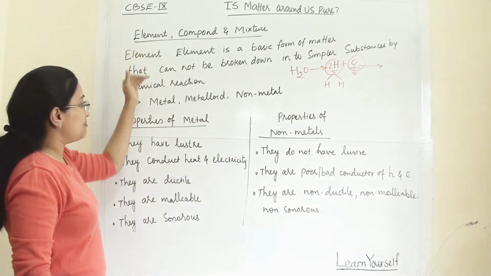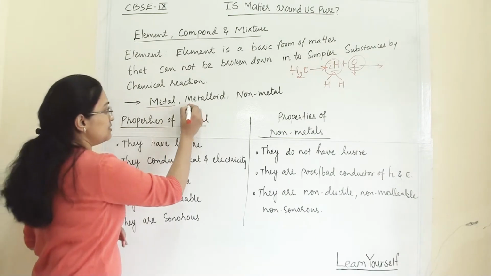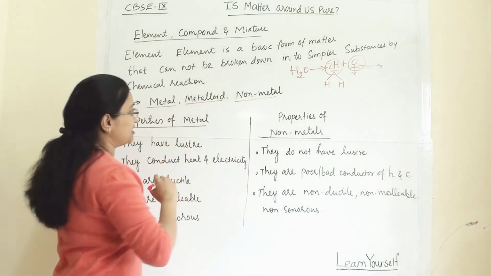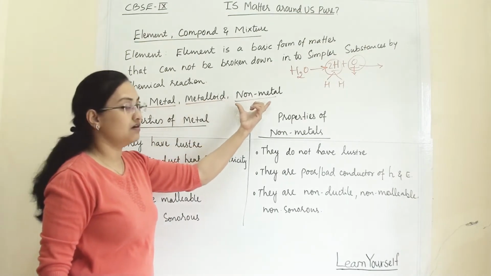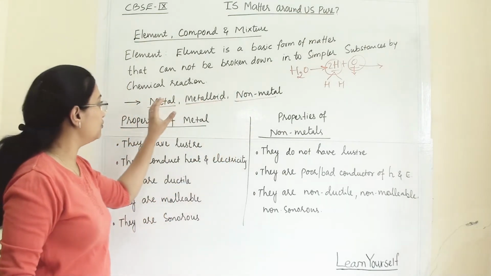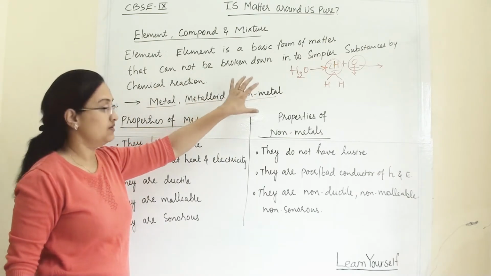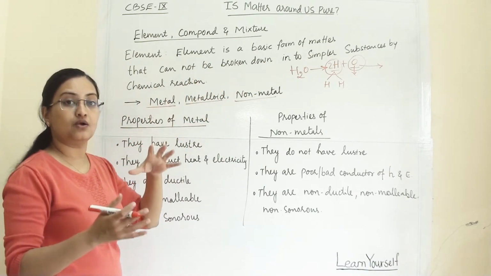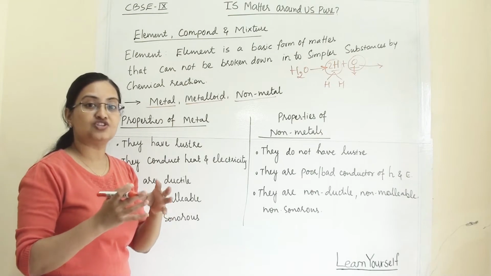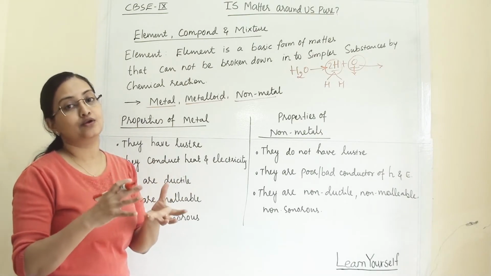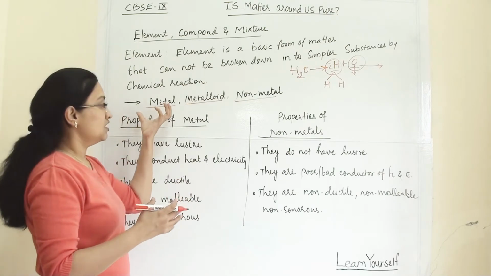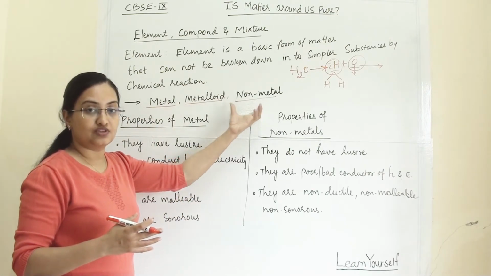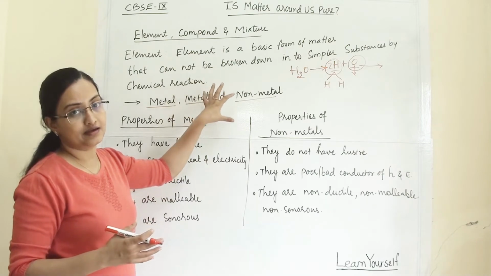Now under element we have 3 major bifurcations. First is metal, second is metalloid, and third is non-metal. We all know metal and non-metal. Now what are the metalloids? Metalloids are the elements which are in between metal and non-metal. They possess properties from both metal and non-metal. So they are in between metal and non-metal.